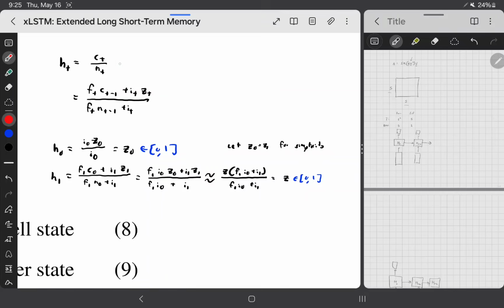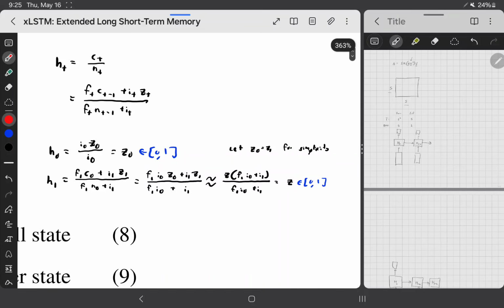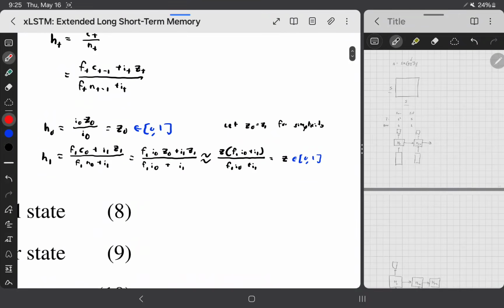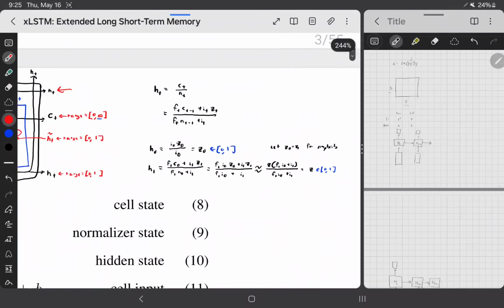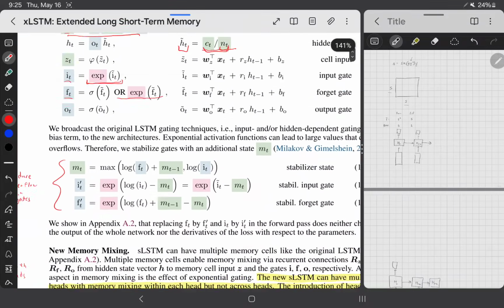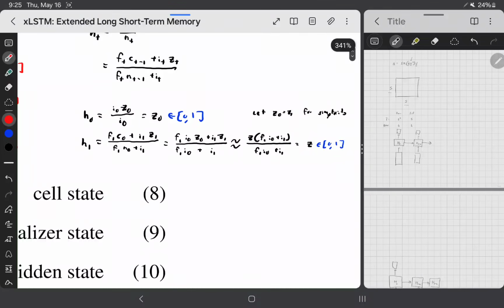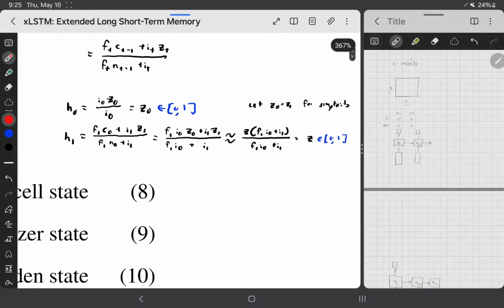So we have c_t over n_t. I don't write out a mathematical proof or anything, just some intuition behind it. You can rewrite this, just using the equations over there, as f_t c_{t-1} plus i_t z_t, divided by f_t n_{t-1} plus i_t. If we look at h_0, h_0 is just z_0, which is normalized. z_0 is over here, which is just this inner product plus bias. So that's stable between 0 and 1, or stable depending on how you normalize it.